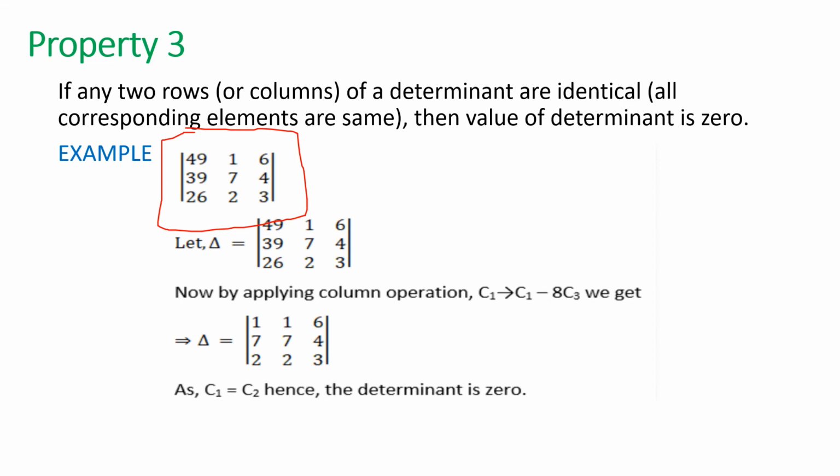But if we apply one column operation, C1 to C1 minus 8C3, then we are going to get column 1 coinciding with column 2. That means the determinant is going to vanish now. This you can verify by calculating the determinant of the previous determinant and the determinant of the transformed determinant.